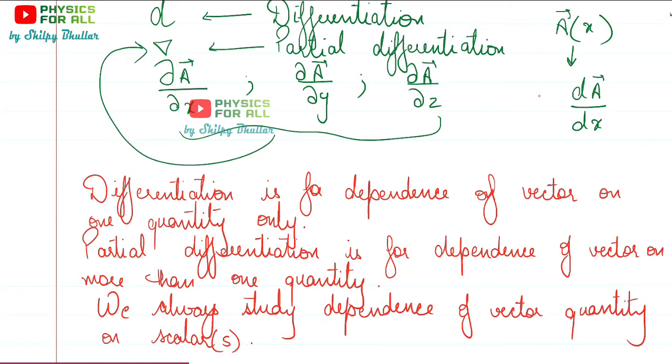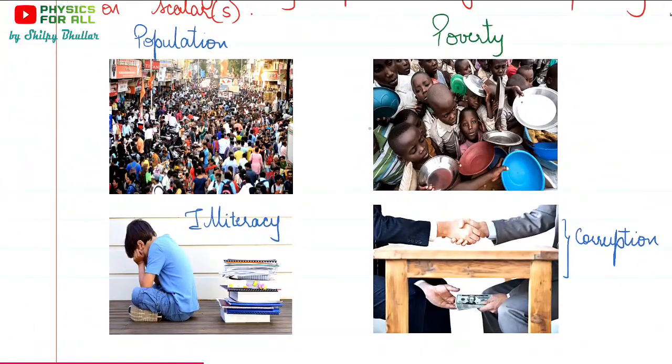And then to understand derivative of a vector, I took an example of dependence of poverty on population. We said that population is independent variable and poverty is dependent variable, which is depending on population. And we studied that as population increases, poverty increases. So there, population was the only variable on which poverty was depending. So that was the case of derivative of a vector, and we had taken differentiation. But now what if there are more factors on which poverty depends? Consider this example now again.